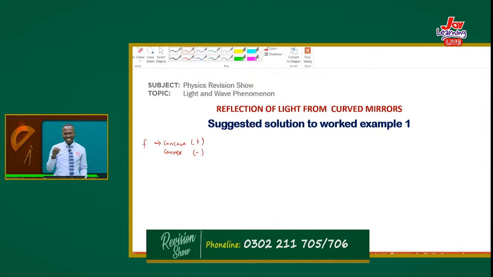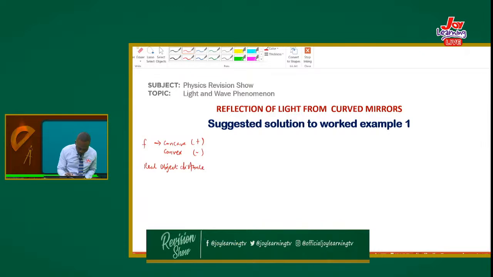Secondly, distances of real objects and images are positive. So, if I have real object distance, I have real image distance, they are both positive. That is to say that if you find an object distance or you calculate for an image distance and the value you get is positive, then that object or that image is real. Otherwise, if it is a virtual image distance or virtual object distance, if you find the object distance and the image distance and they are negative, then it tells you that you are dealing with a virtual object, virtual image.